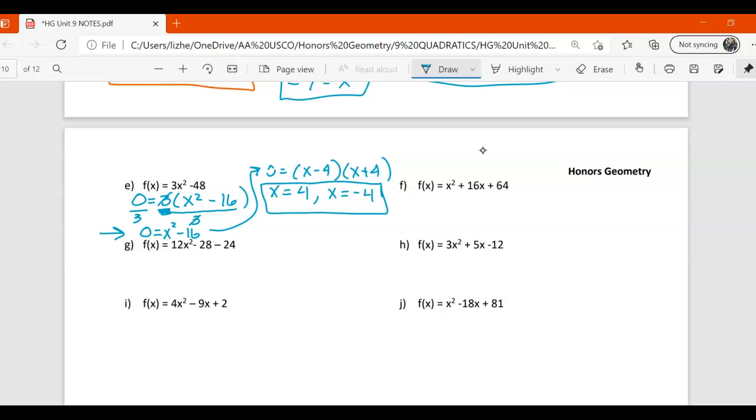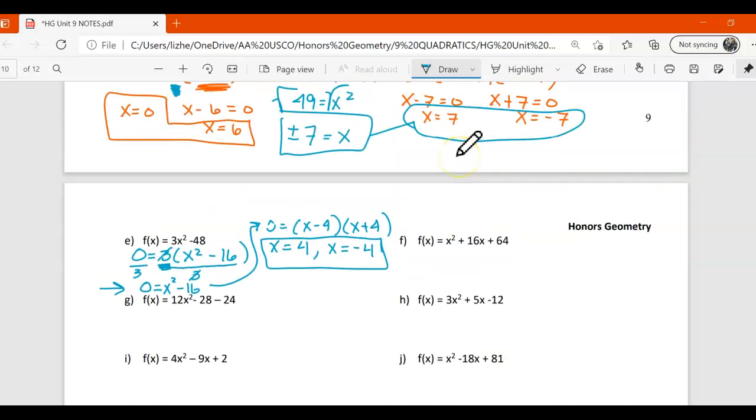All right, we get to F, and that's just a normal quadratic, but then I think, oh, wait a minute. This is a perfect square, and this is a perfect square. 64 is 8 squared. Of course, x squared is x squared. So if I multiply that x and that 8, I get 8x, and then I double it, I get 16x. Look at that. That's what I have there. So this is a perfect square trinomial.